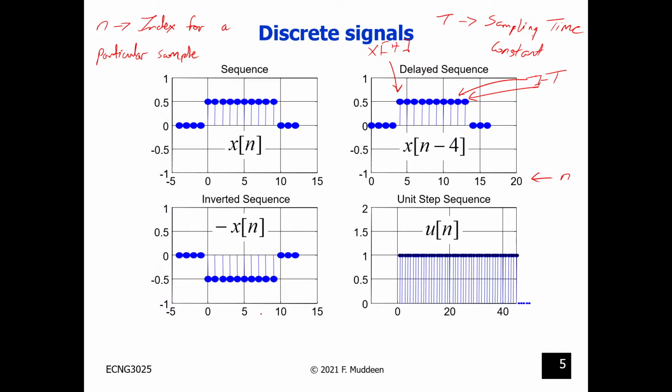Similarly, if we wanted the index of this sample here, we see this is before 10, so that's going to be 9. So that's going to be minus x of 9, because this inverted sequence here was minus x of n.